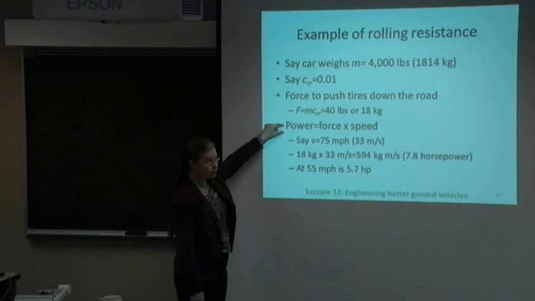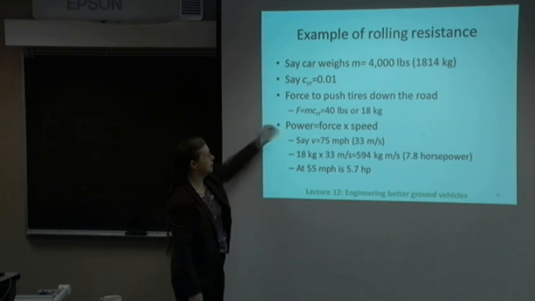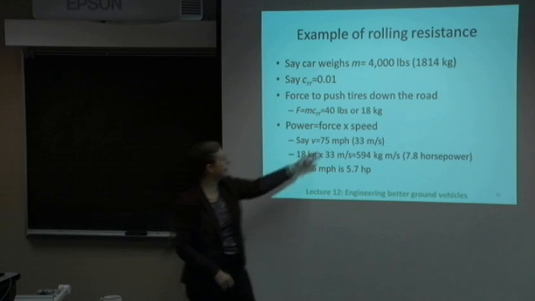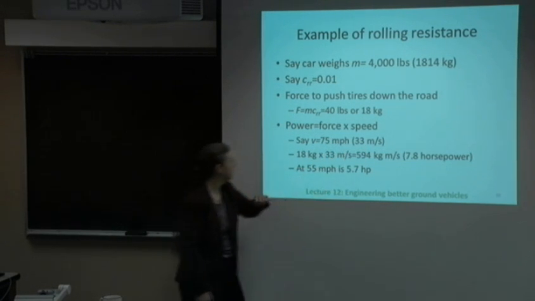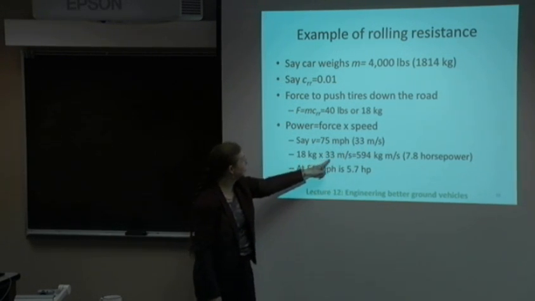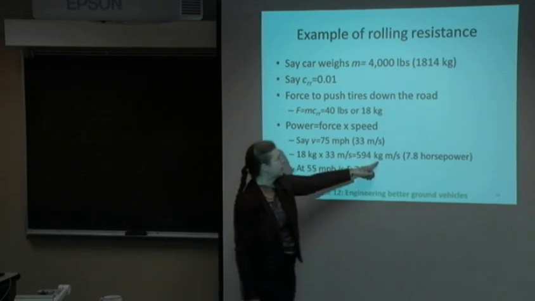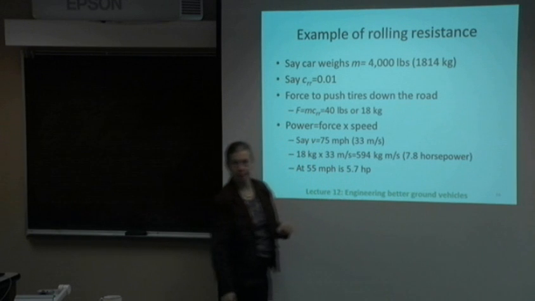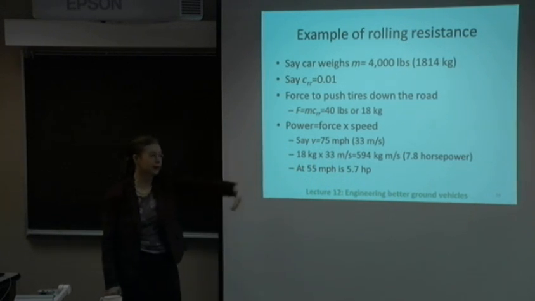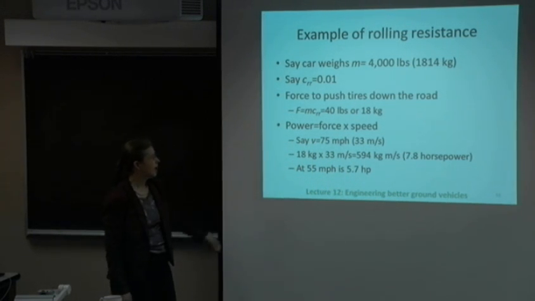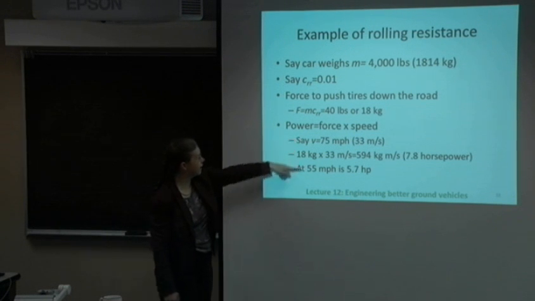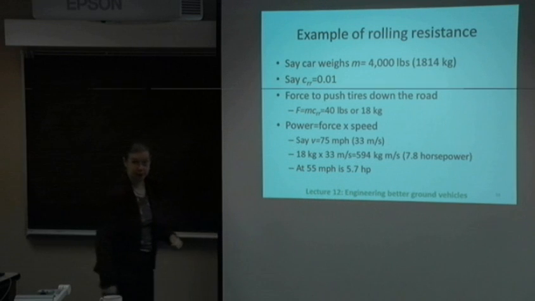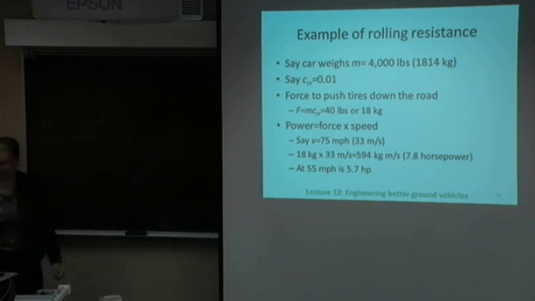Now the power is the force times the speed. So if you're going 75 miles per hour, quick go to unit converter online, that's 33 meters per second. 18 kilograms times 33 meters is blah, blah, blah. Who cares? This is in MKS units. 7.8 horsepower goes into just squishing your tires so they can roll down the road. If you slow down from 75 to 55, the horsepower needed goes from 7.8 to 5.7. Speed again.